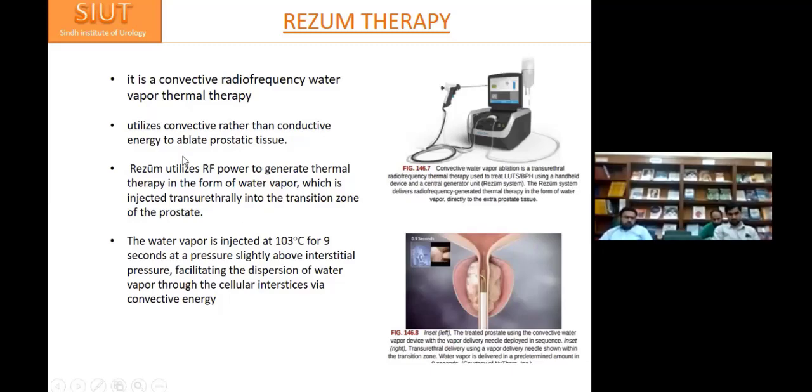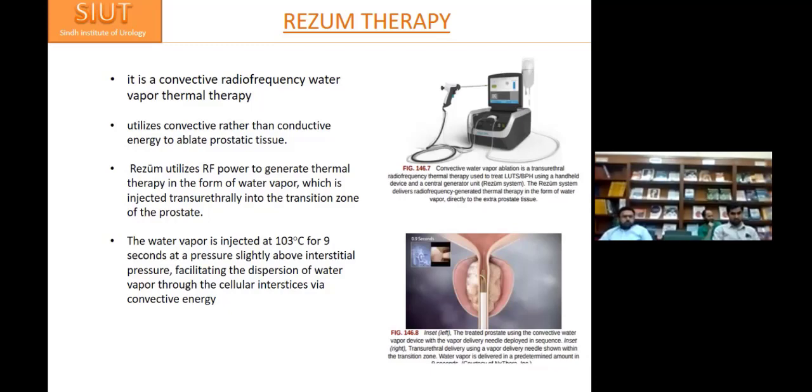REZUM therapy. There is another modality to treat the BPH. It is a convective radiofrequency water vapor thermal therapy. What is convective radiofrequency? It uses media to disperse the energy as compared to the other therapies we will be discussing later on. It utilizes convective rather than conductive energy to ablate prostatic tissues.